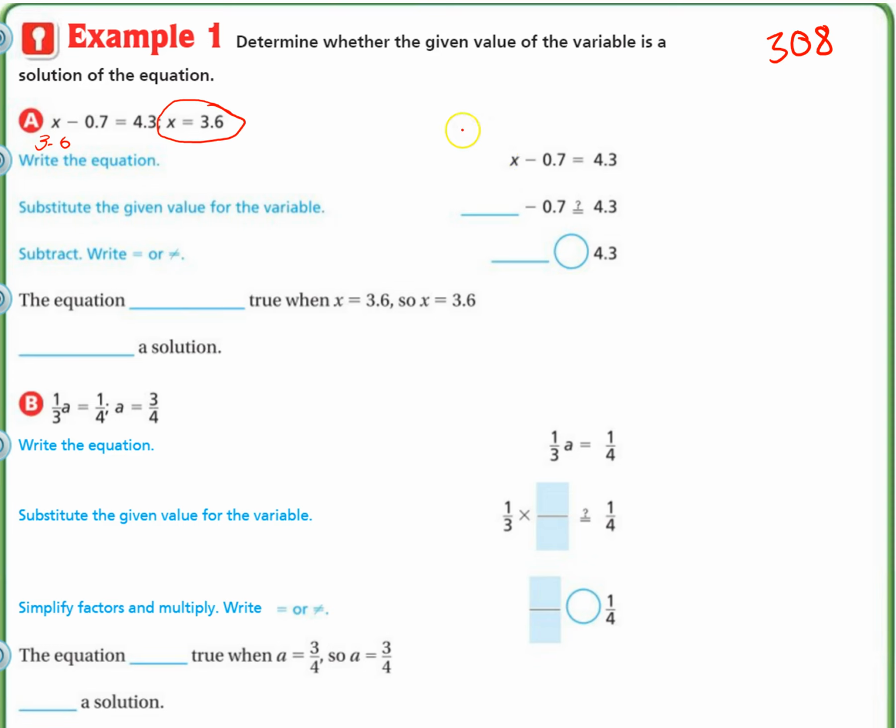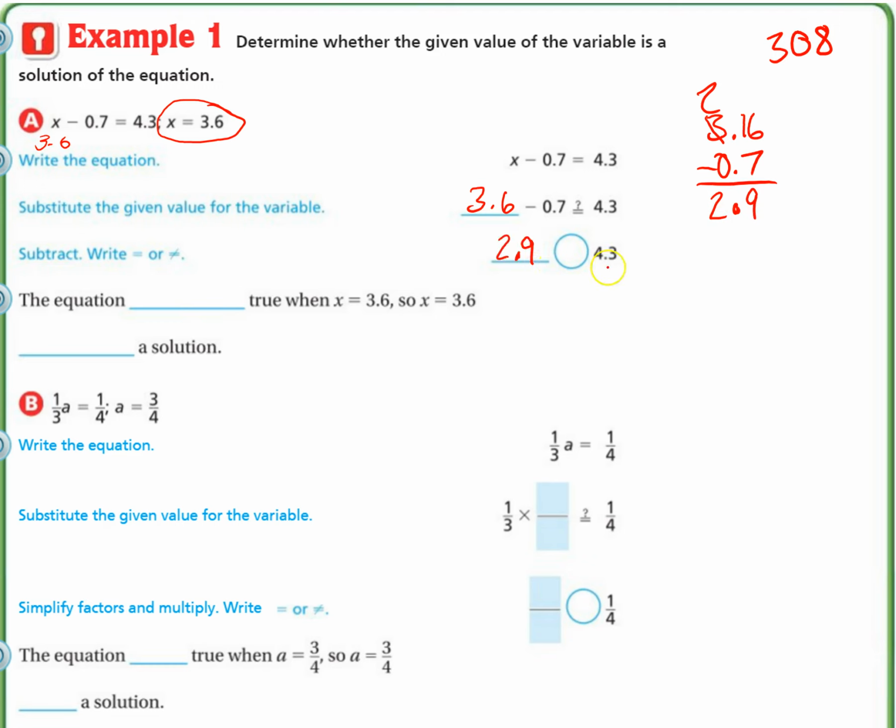So where I see the x, I'm going to plug in 3.6. And then I just need to do the math. 3.6 minus 0.7. Is that going to be equal or not equal? Well, let's do the math. 3.6 minus 0.7. Line up my decimals because this is subtraction. I have to borrow. 7 take away 6 I can't do, so I have to borrow. That's going to be 9, and that's going to be 2. So I'm left with 2.9.